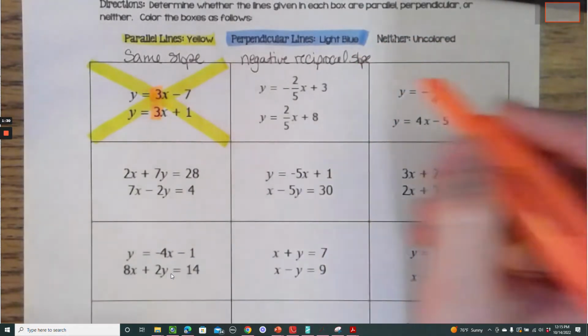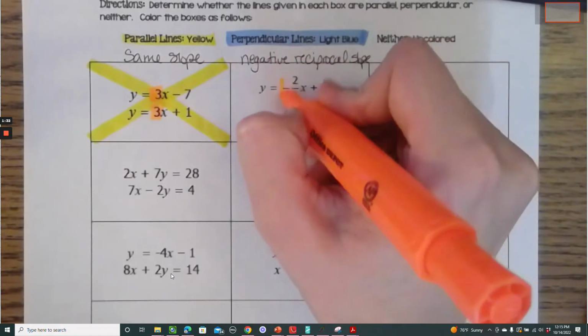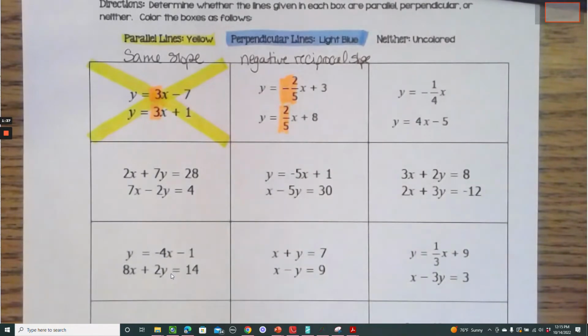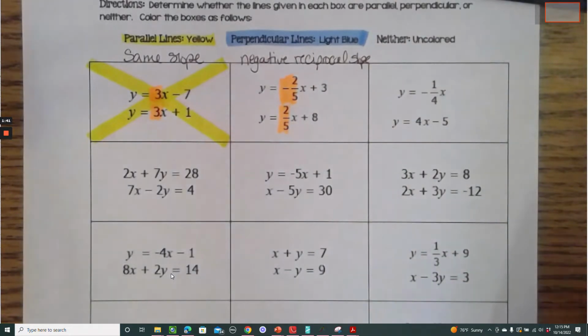All right, in the next box, my first one has a slope of negative 2/5 and the other positive 2/5. Are they the same? No. Okay, so they're not the same. Positive and negative are different. So next we check to see if they're negative reciprocals.